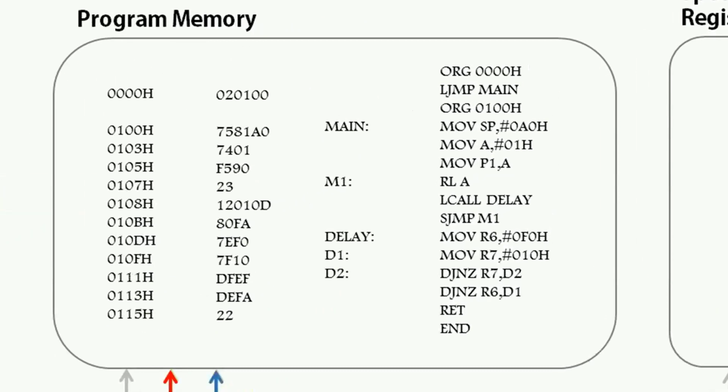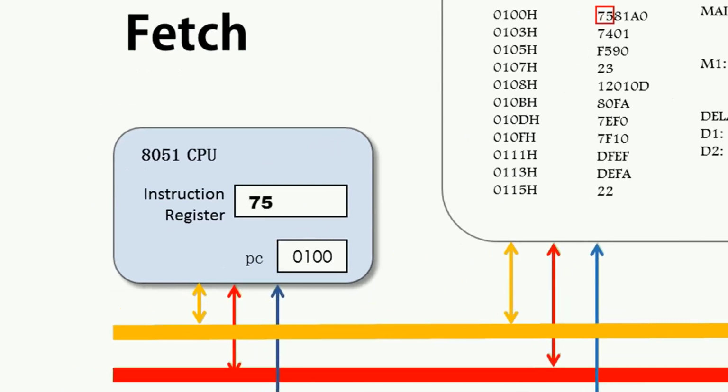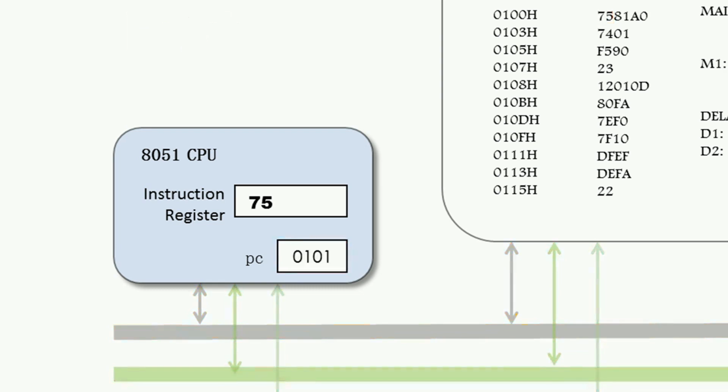The code at location 0100 hex is 75 hex. It is fetched and placed in the instruction register. The program counter is incremented by 1. The fetch cycle is complete. The CPU goes into the decode cycle. Decode: 75 hex is incomplete and cannot be executed. The CPU goes back to the fetch cycle.